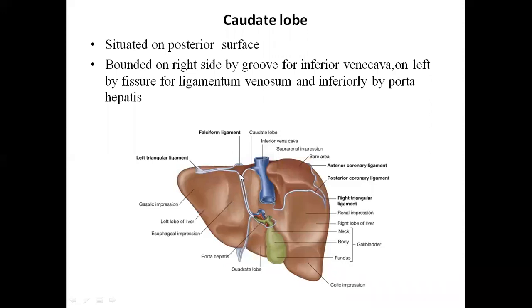On the left side by fissure for the ligamentum venosum. This is the fissure for the ligamentum venosum. And inferiorly by porta hepatis. On the lower aspect, this is an area called porta hepatis. Porta hepatis was mentioned before as well. This is a gateway, or you can see the structures which are entering and leaving the liver in the porta hepatis. So we were seeing the different areas which are nearby the caudate lobe, how the caudate lobe is bounded.